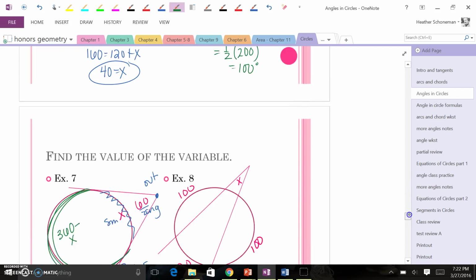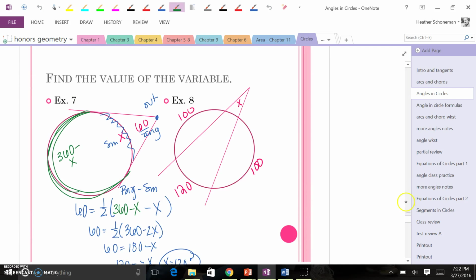Okay, let's look at example 8. The vertex is outside of the circle. So when it's outside of the circle, the angle, which is x, is 1/2, and it's always the big minus the small. Well, here are my two intercepted arcs. This is the small, so this one's got to be the big. So the big is obviously 120, but we're missing the small one.